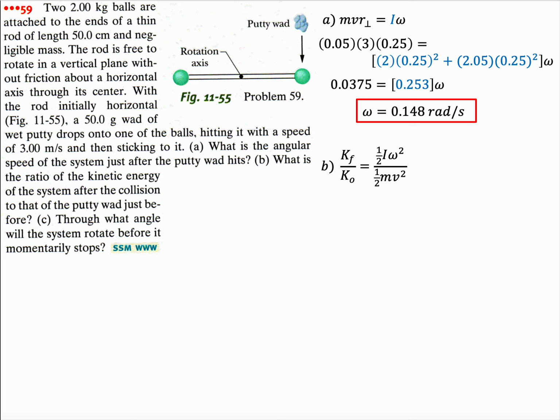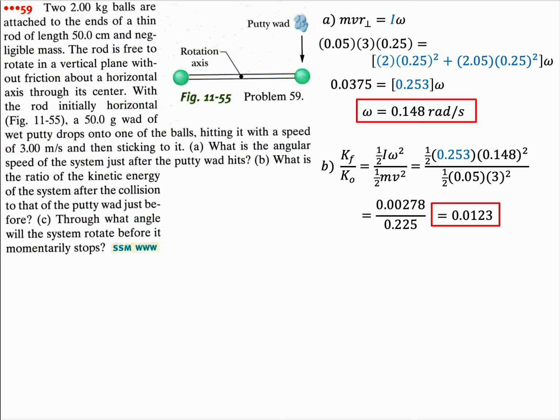To do that, we're just going to do a ratio of the final kinetic energy, which is going to be all rotational kinetic energy, compared to the original, which is all just regular linear kinetic energy. Plugging in our numbers, rotational inertia from up above was 0.253. Angular velocity just from the previous answer, 0.148. And then beforehand, the mass of the putty was 50 grams or 0.05 kilograms. This velocity was 3. And if you solve that, you get that. Dividing it, that's our ratio. 99 or close to 99% of the energy is lost as E-dis during this collision.